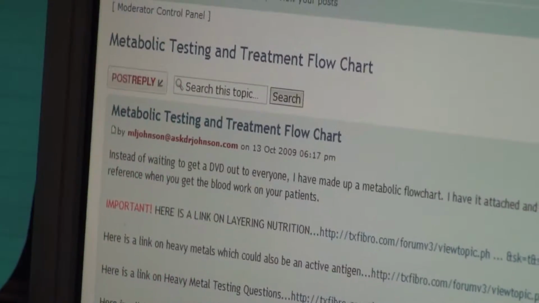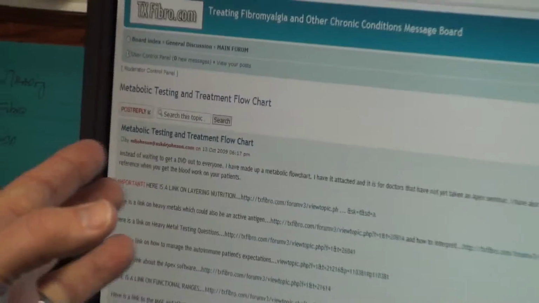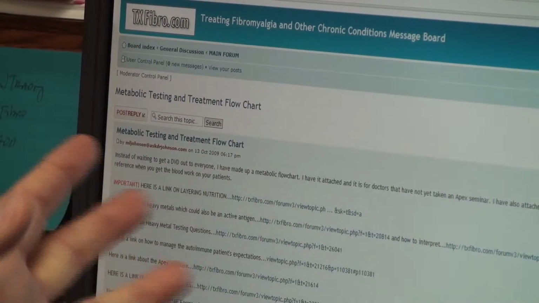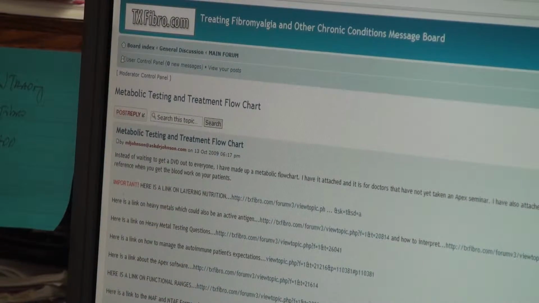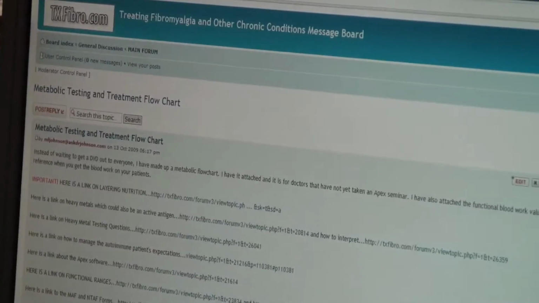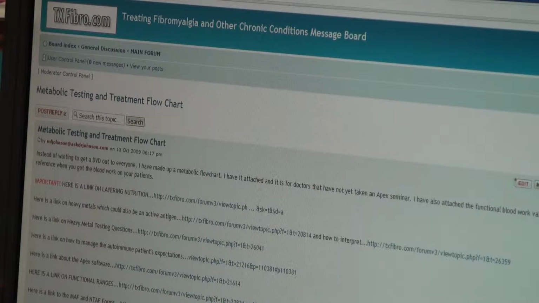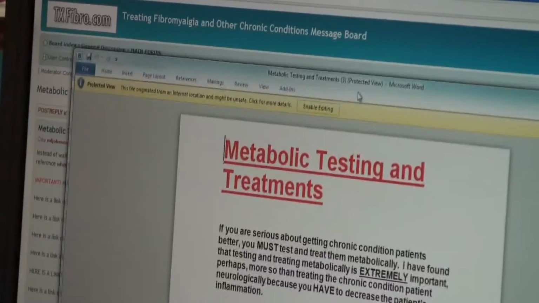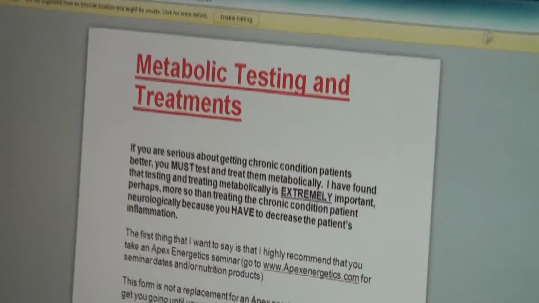But let's just take a look and we'll get into what we're talking about and why we do what we do. So here's our metabolic testing and treatment flow chart. We talk about layering nutrition, heavy metals, but we talk about what we do in our practice with our metabolic testing and treatment flow chart. Let's just open that up. And when you join the program, you just do exactly what I'm showing you here.